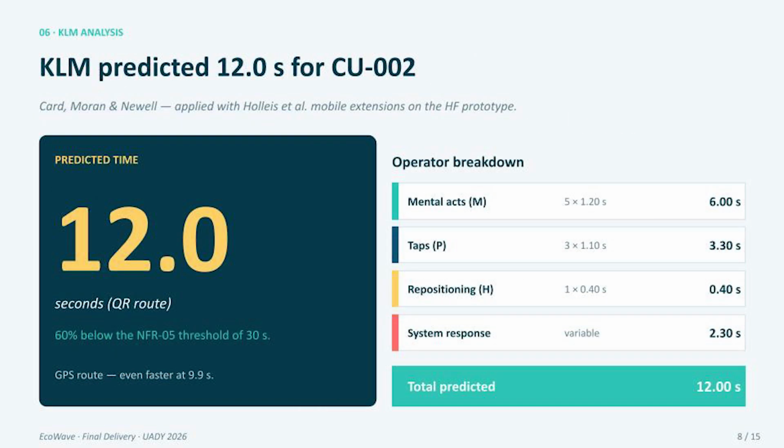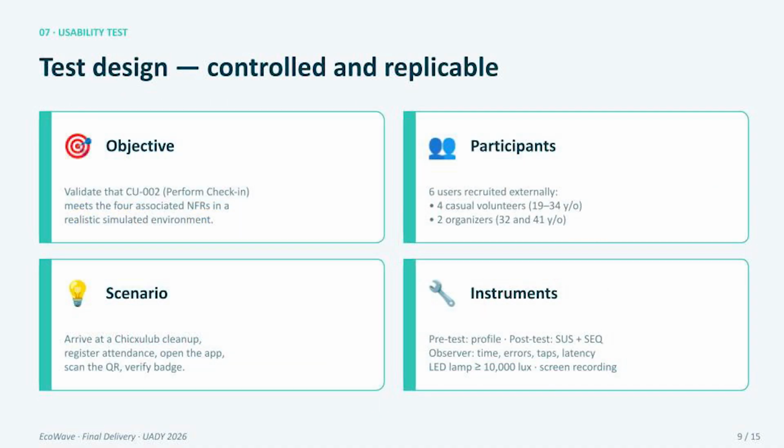Before involving real users, we predicted the task time using the keystroke level model from Card, Moran, and Newell. We then came up with atomic operators: 5 mental acts, 3 taps, 1 repositioning, and the system response time. The test was controlled and replicable.